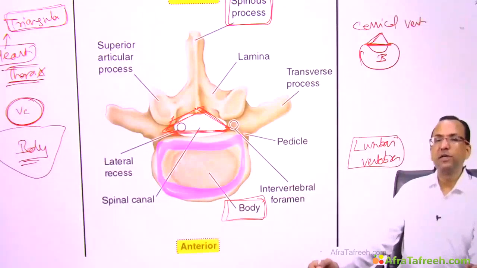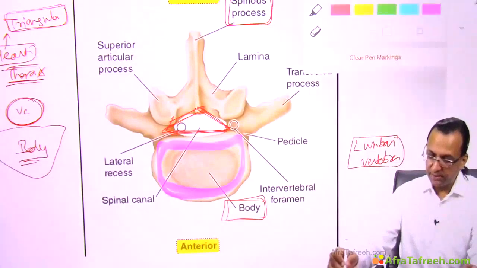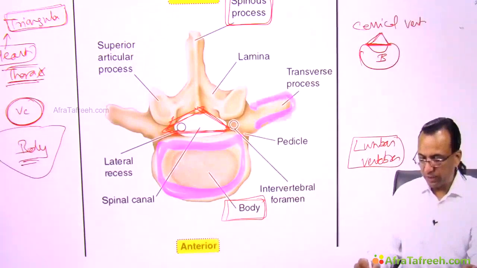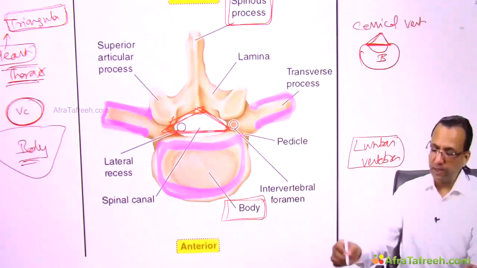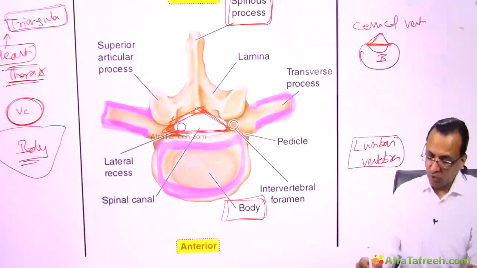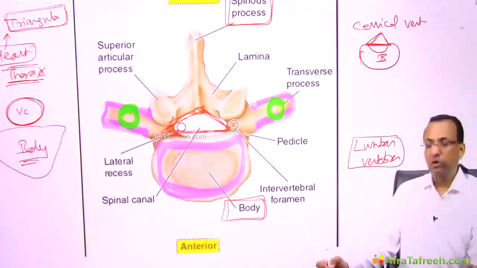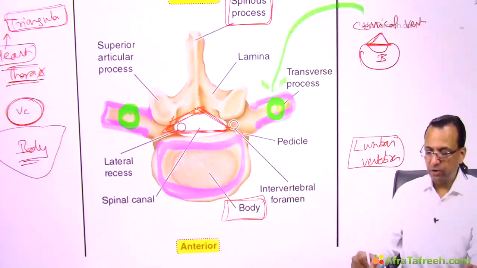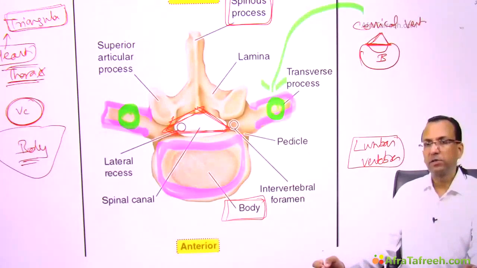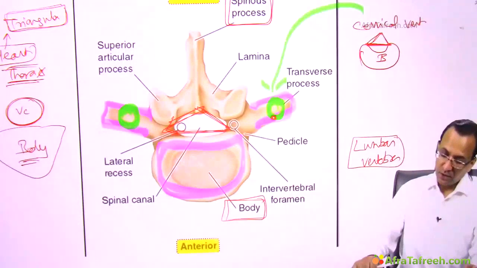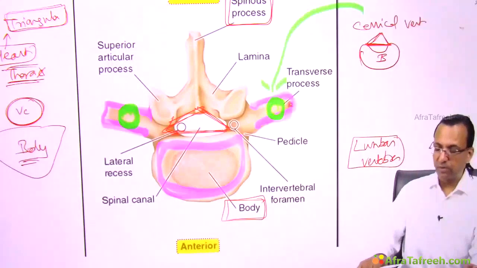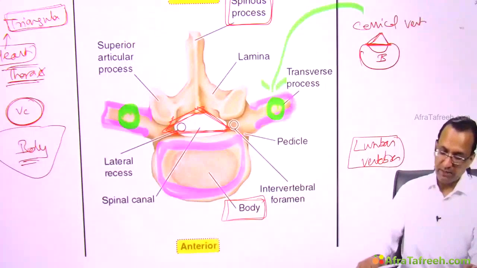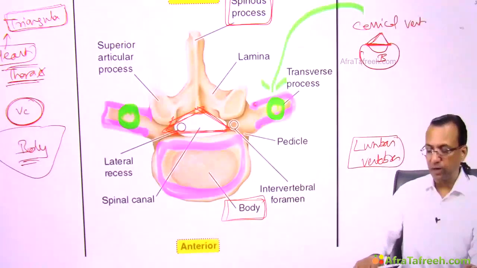What else do I see in a vertebra? In a vertebra, what you see is the transverse process, which can be identified. How will you identify which is cervical? Cervical vertebra will have foramen transversarium, but not the lumbar vertebra. Why? Because in cervical vertebra, we have foramen transversarium for the passage of the vertebral artery. So foramen transversarium signifies the cervical vertebra.